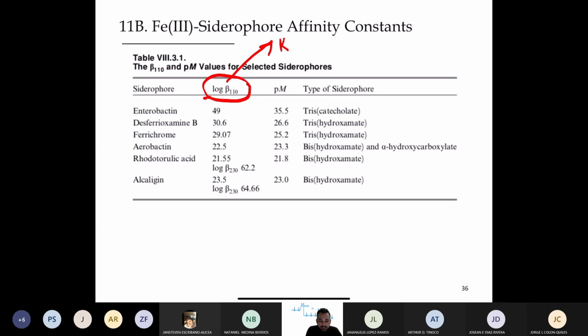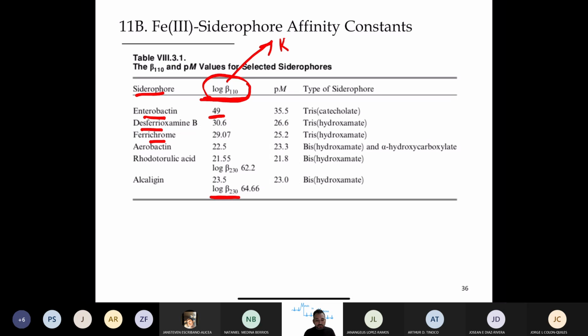So here you can get a relative measure of that affinity across different siderophores: enterobactin, deferoxamine B, ferrichrome, arabactin, and so forth, right? And so we get a general sense of how strong that particular molecule is for iron, the stability constant. So we get these values. You can see that the enterobactin iron complex has a very high affinity constant, so quite stable.